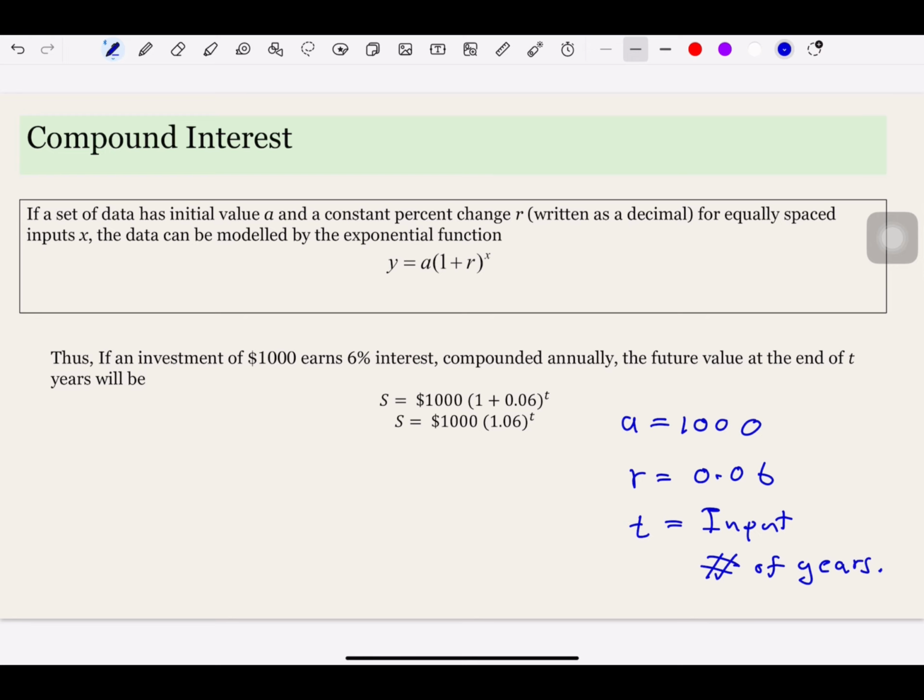The future value of this investment after T years is given by S. So S equals the initial value, 1,000, times (1 plus R), which is 0.06, to the power T. This exponential model shows how your investment grows over time, not just on the initial value of 1,000, but also on the interest that keeps building up each year.